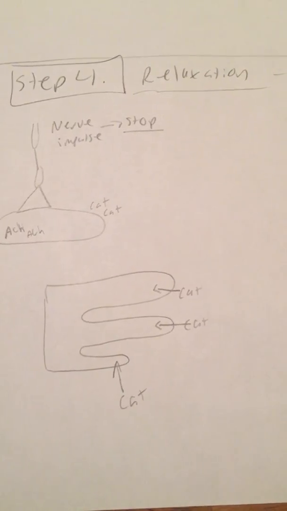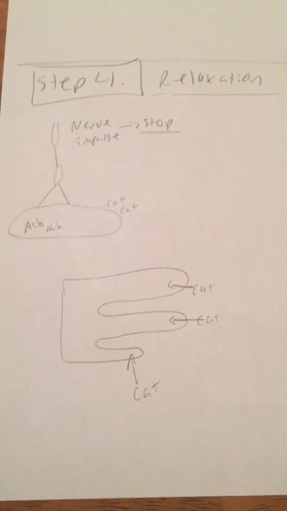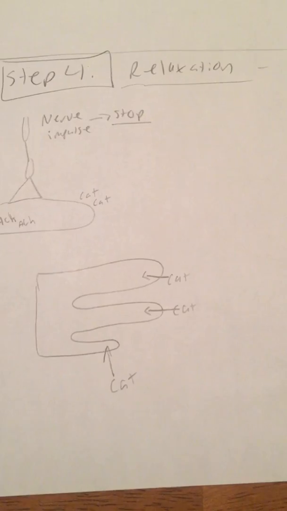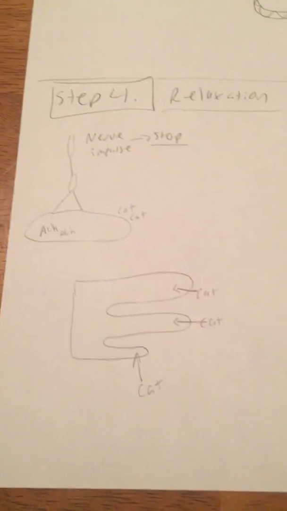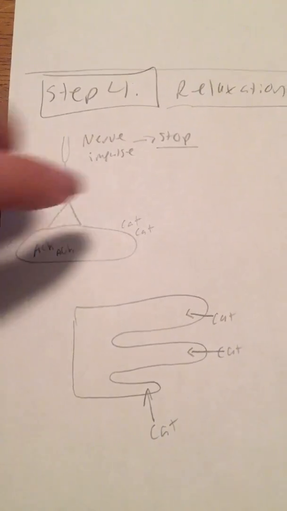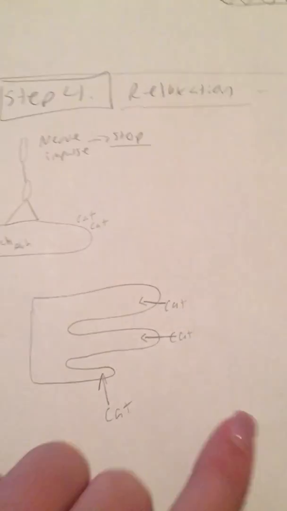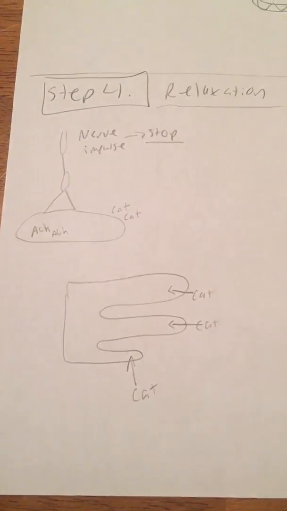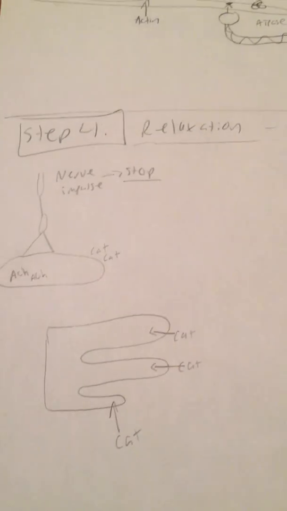Thin filaments slide back, and the sarcomere returns to its normal length. So here, the nerve impulses stop, the ACH stays on the inside, the calcium stays on the outside, and the calcium is restored back into the sarcoplasmic reticulum.